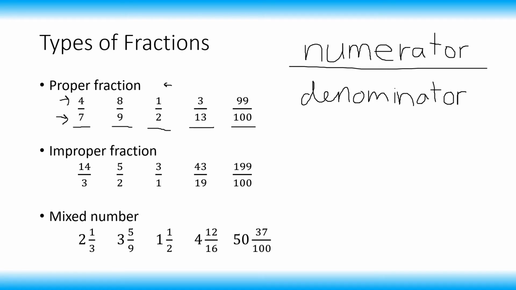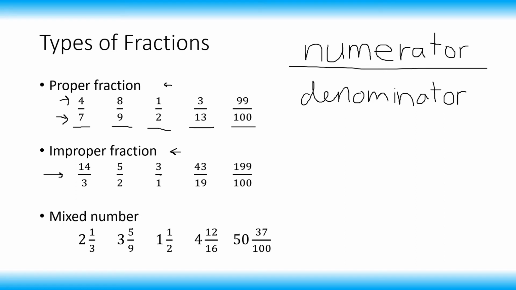The second type is an improper fraction, which is basically the exact opposite, in that the numerator is larger than the denominator. The number on top is bigger than the number on the bottom. And we can see that in each of these examples here. We've got 14/3, that means the 14 is bigger than the 3. We've got 5/2, so the 5 is bigger than the 2.